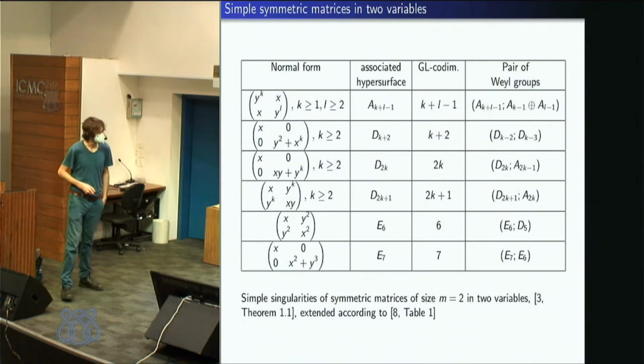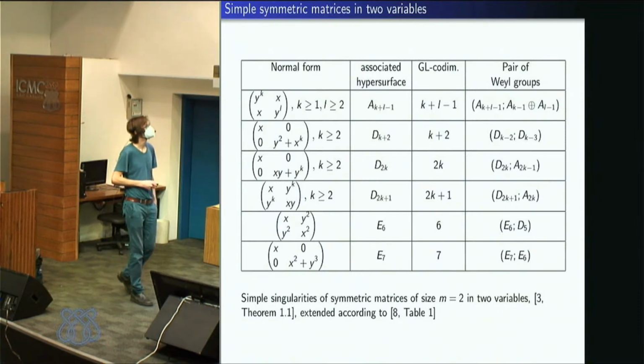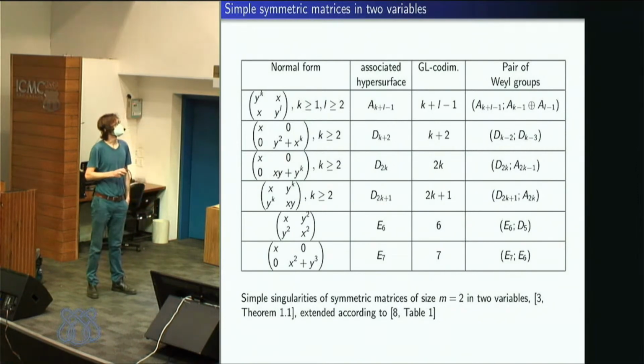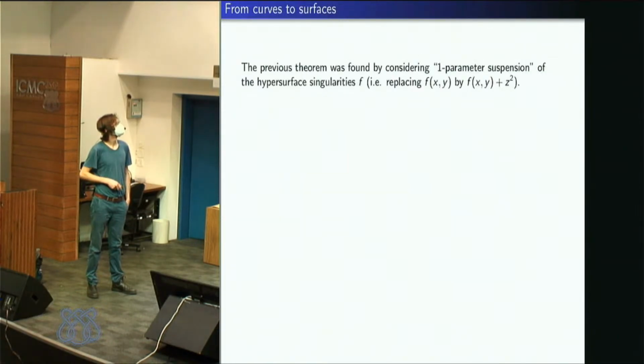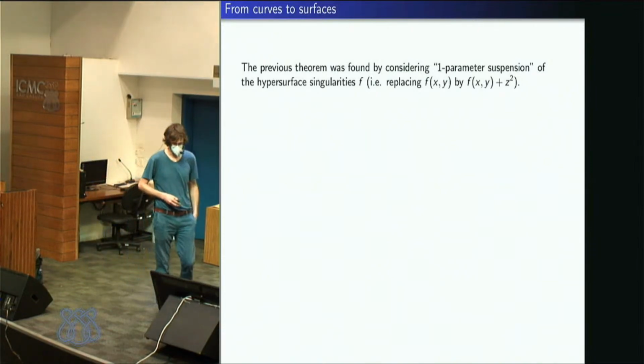Yes, this is the extended table, the table from before, but extended to the results by Goryunov and Zakalyukin. So here you find the pairs of Weyl groups for the choices of matrix structure. So this matrix structure corresponds to that pair of Weyl groups, this one to that one, and so on. Good. So how was this theorem found?